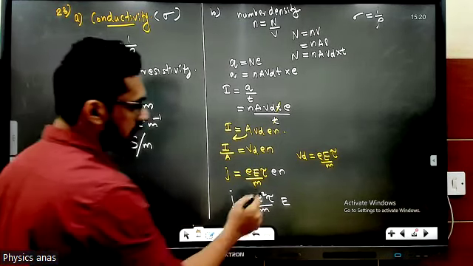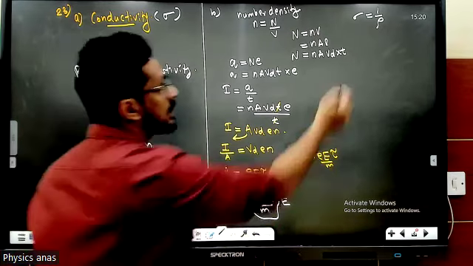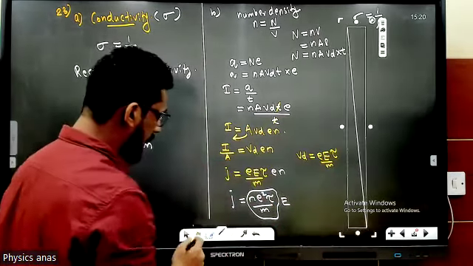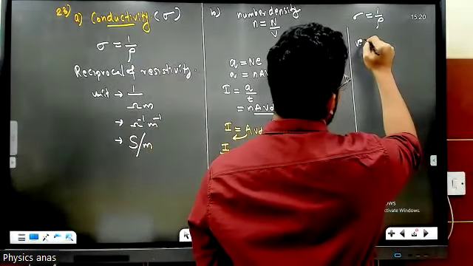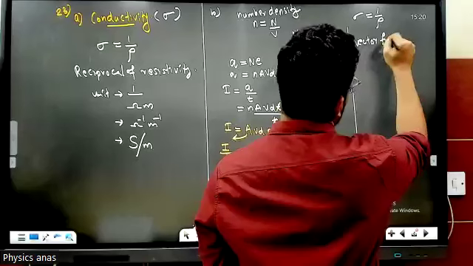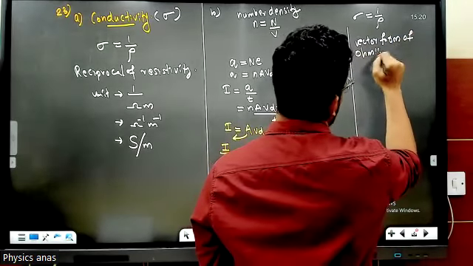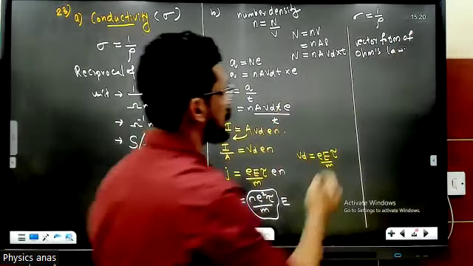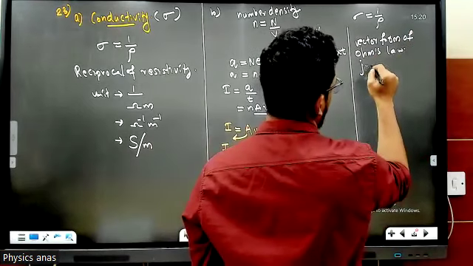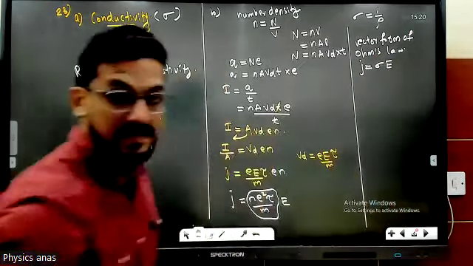We have another equation that is looking like this equation. That's the vector form of Ohm's law. From the vector form of Ohm's law, you can write this equation. Now, what is the vector form of Ohm's law? That will be J is equal to sigma E.